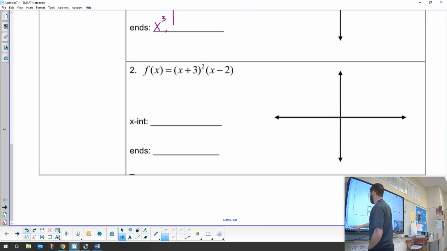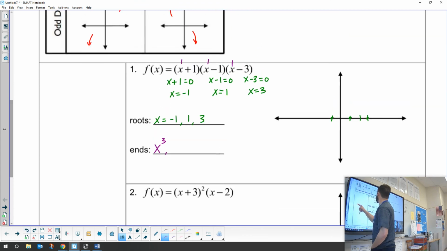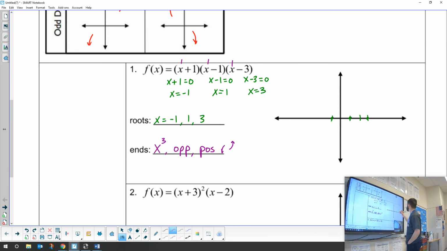Sorry about that, guys. So it's going to be opposite directions, and it's going to be positive. So it's going to be up like this, down like this. And so we can draw these on here. We can go up like this, down like this. Now we just connect the dots.